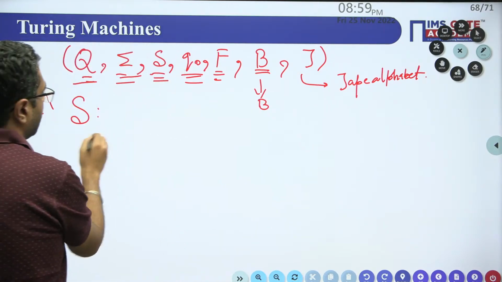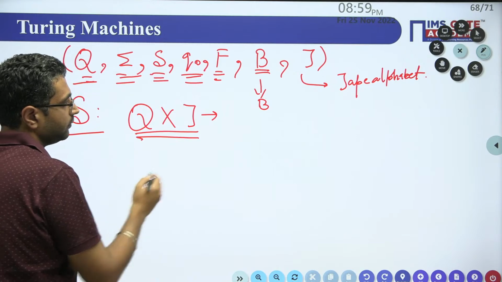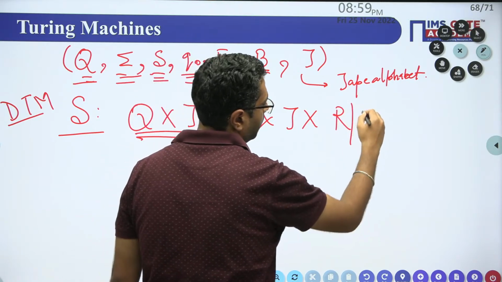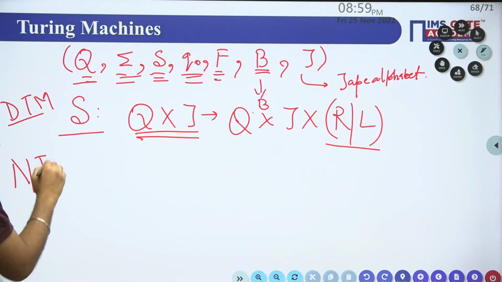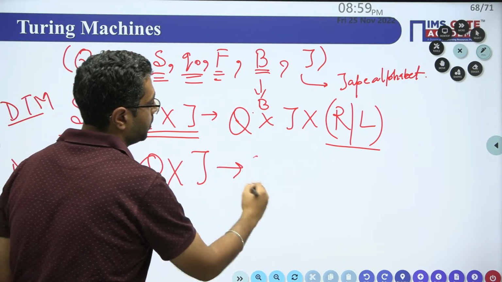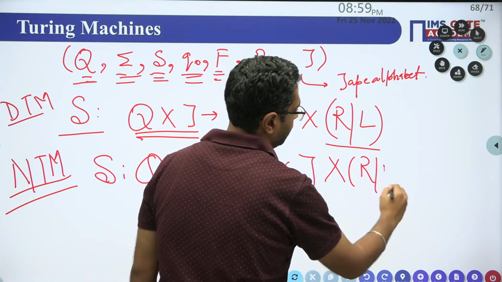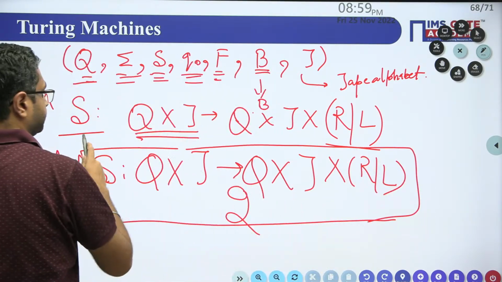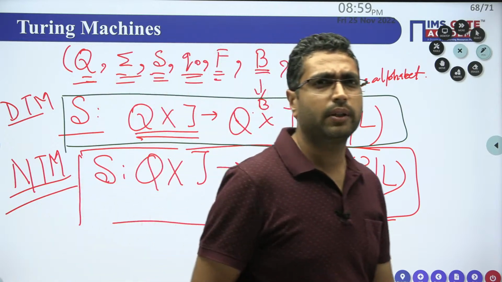Now what is delta? Delta will now take you from Q cross tau to Q cross tau cross right or left. This is one change. And when you have non-deterministic Turing machines, the delta changes a bit, which is Q cross tau to 2 raised to power Q cross tau cross R L. So this is the only change when we come from deterministic to non-deterministic, right? And this is for deterministic, right? So this is how the Turing machines look like.